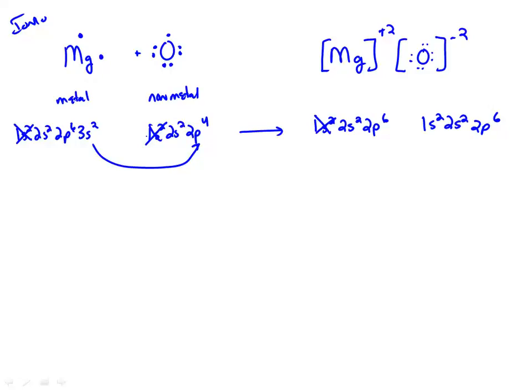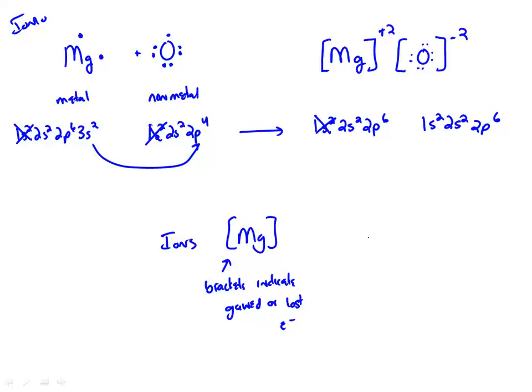Does that make sense? Now, one thing to note is that if we have ions, we put brackets around them. So brackets indicate that we gained or lost electrons. And notice that I don't show any electrons around magnesium, even though technically it has a bunch of electrons in it still, right? It still has 8 electrons in its outermost shell, but that's not its outermost shell. It really should have a 3s shell, right? And so the 3s shell is really empty.